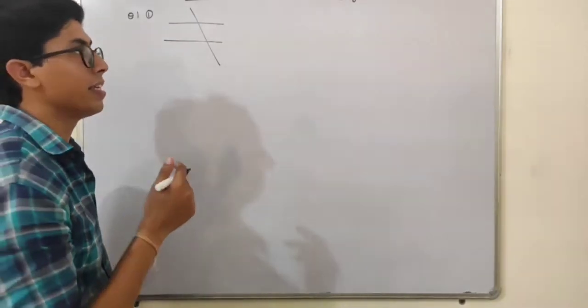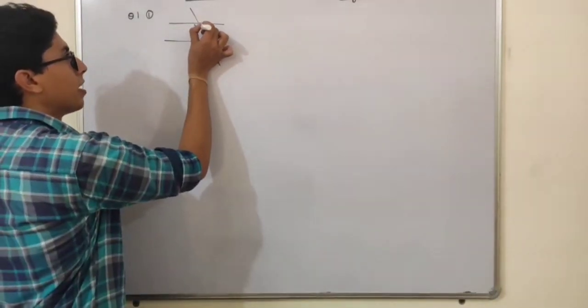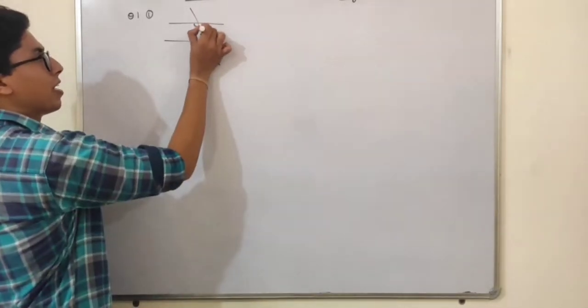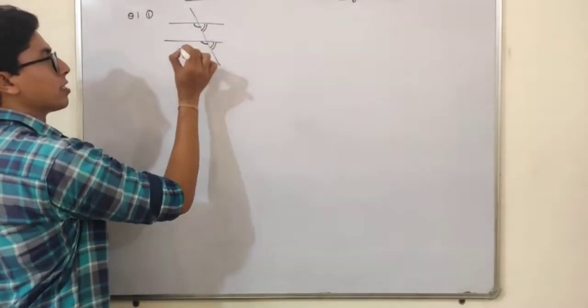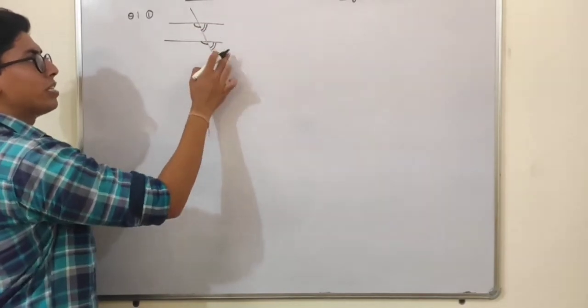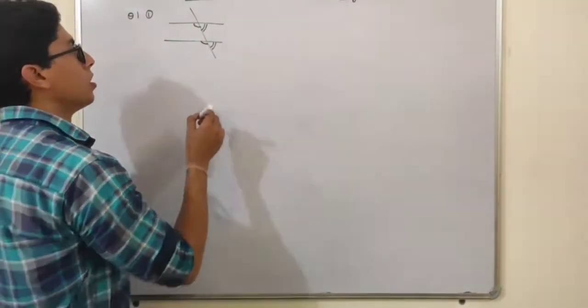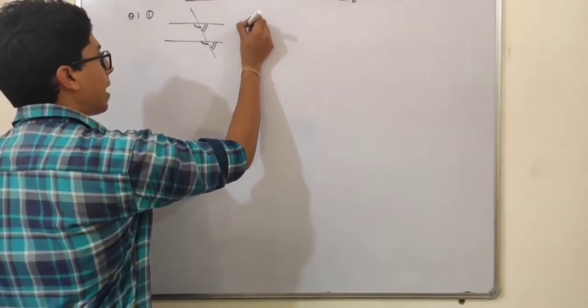Corresponding angles means, if I take this angle, then the corresponding angle is this. If I take this angle, then the corresponding angle is this. These are equal angles, students. So this is only possible, students, in case of parallel lines. So the answer is parallel lines.